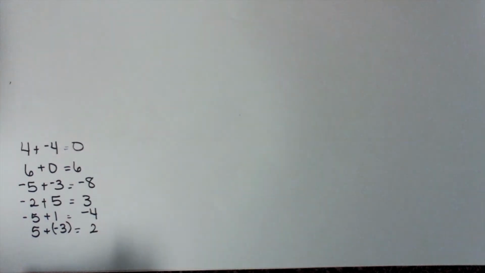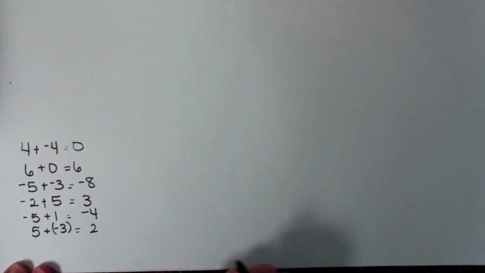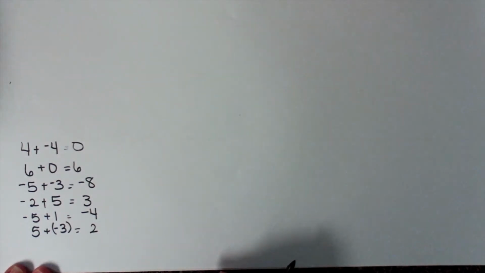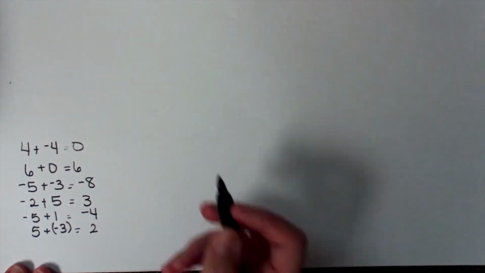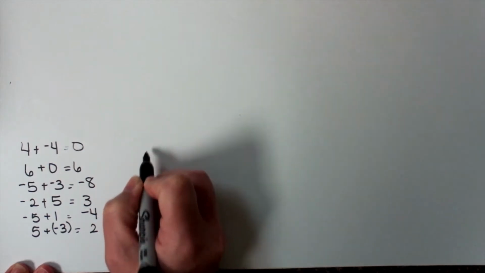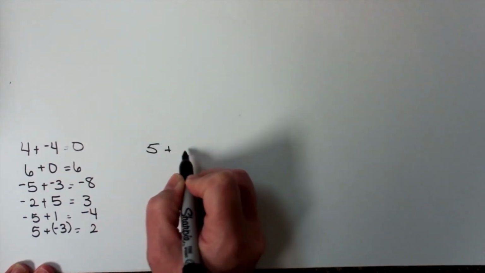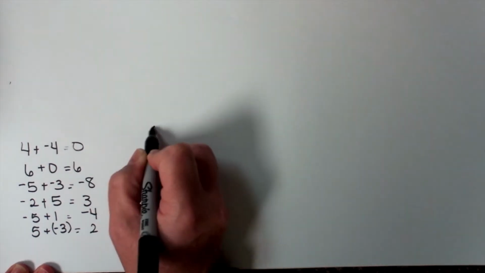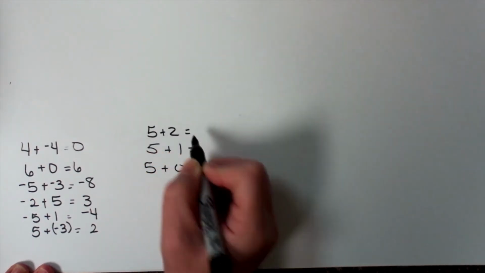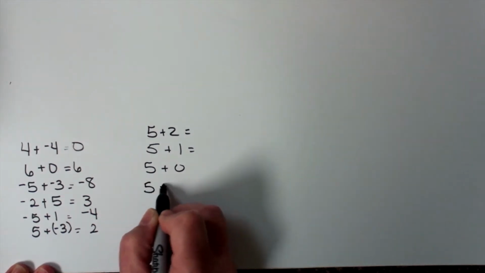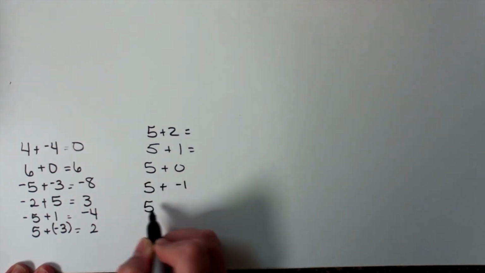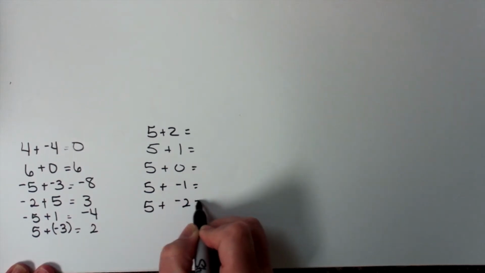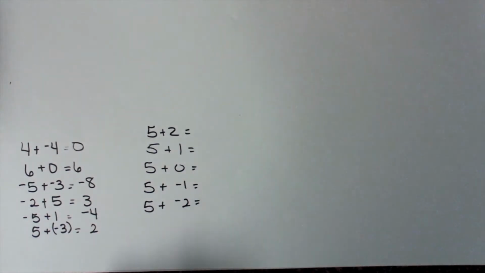numbers. So we can talk about using the same numbers, or we can talk about using just an alignment. So let's say we got 5 plus 1, 5 plus 0. We're going to do a 5 plus 2. And we're going to do 5 plus negative 1, 5 plus negative 2. And so they can see it this way and look at what's happening with the pattern.